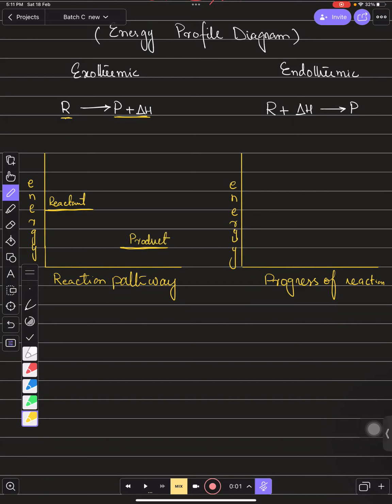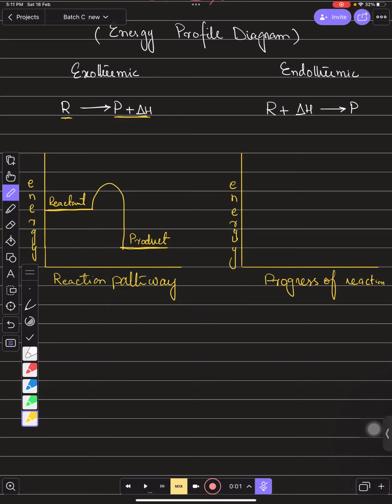Whatever the equation you have, you just need to write the product of that equation into this compartment. Right, Bacho? Any problem? No problem, sir. Okay, so can I connect these two like this? Any problem? This is the same all the time. You need to draw like this if the reaction is exothermic.